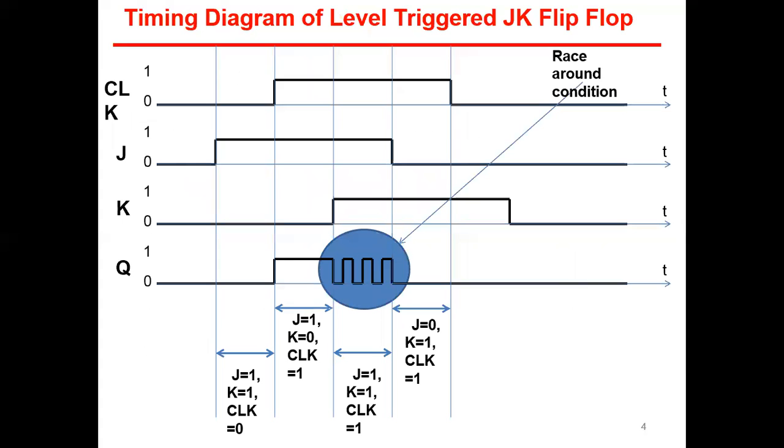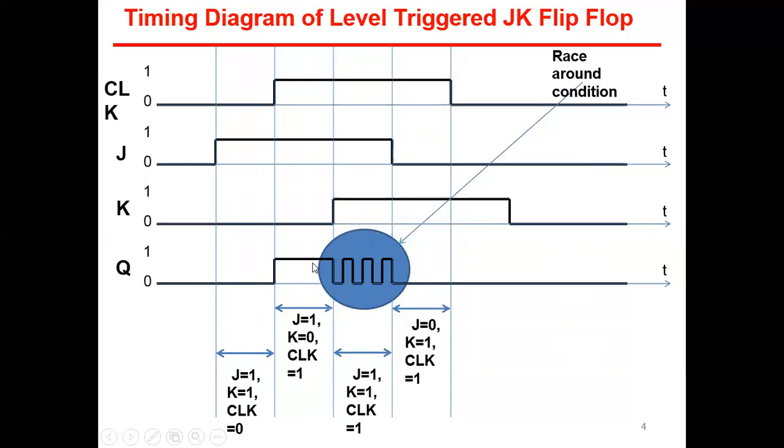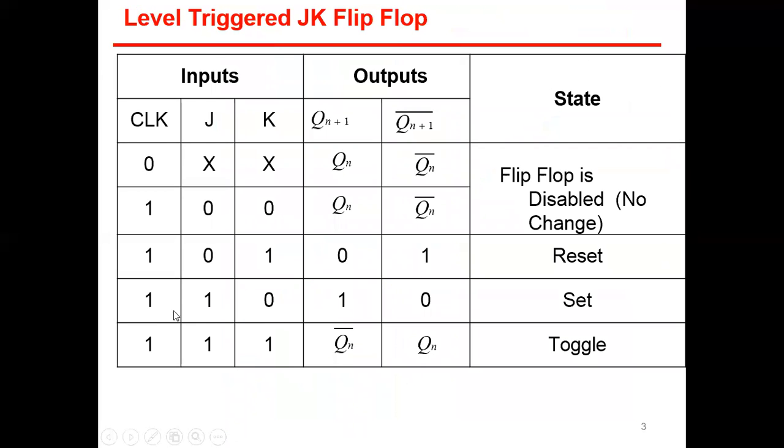Now the timing diagram of the trigger JK flip-flop, in which J, K, clock equal to 0, then J equal to 1, K equal to 0, clock equal to 1, at that time the output will be 1. J1, K0, clock equal to 1 means set. So we are going to set the high value here. J equal to 1, K equal to 0, clock equal to 1. So we are setting the output.